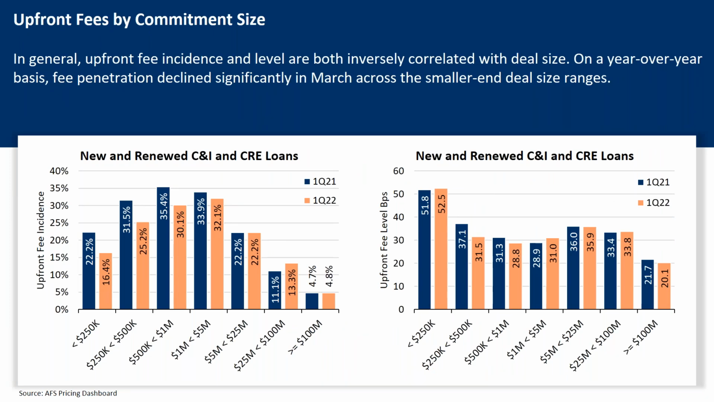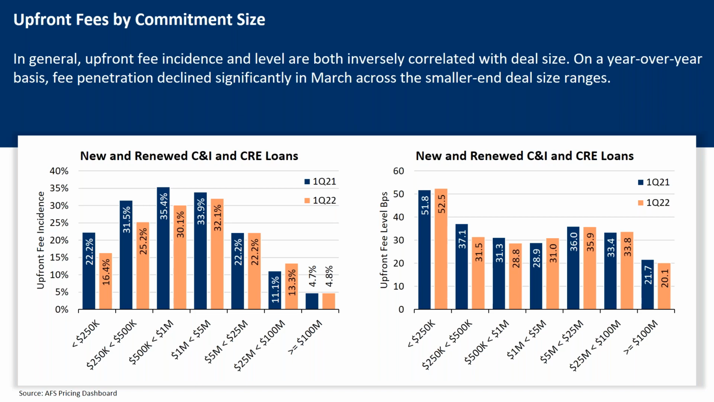Now, an interesting way to stratify fees is by commitment size. And similar to when we look at this by interest rates, there is in general an inverse correlation between fees and commitment size, where fee incidence as well as fee level tends to decline as you work your way up the deal size spectrum. If we look year over year, what's interesting is actually fee penetration really declined in the smaller end of the market.